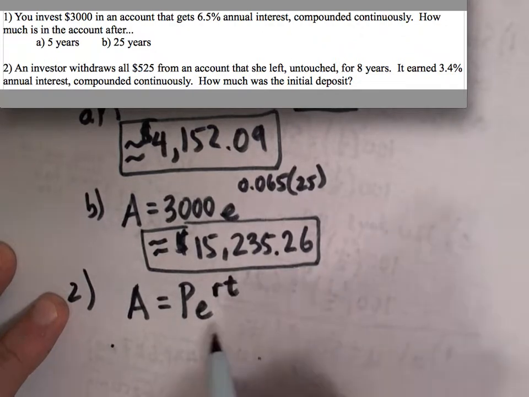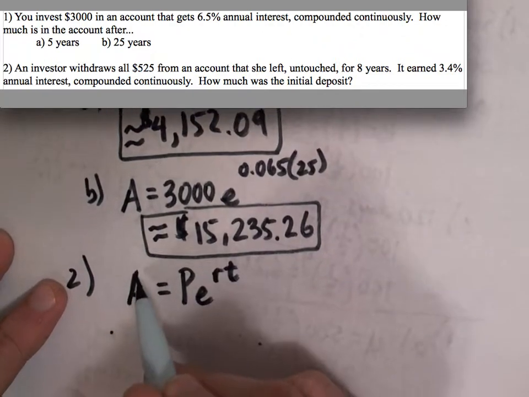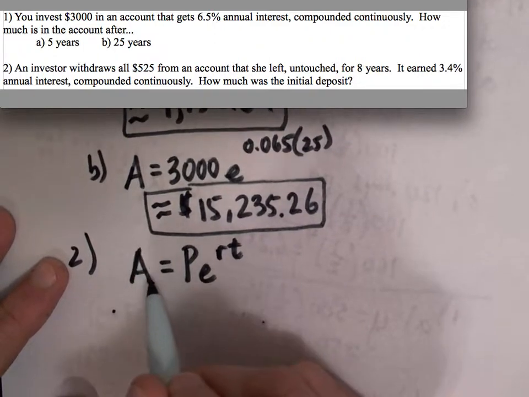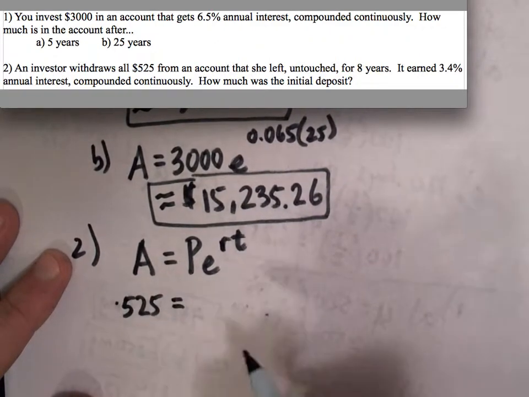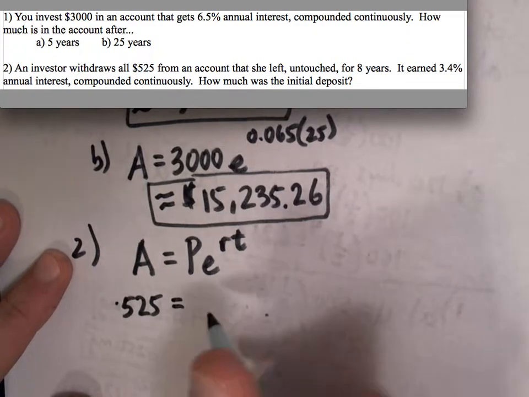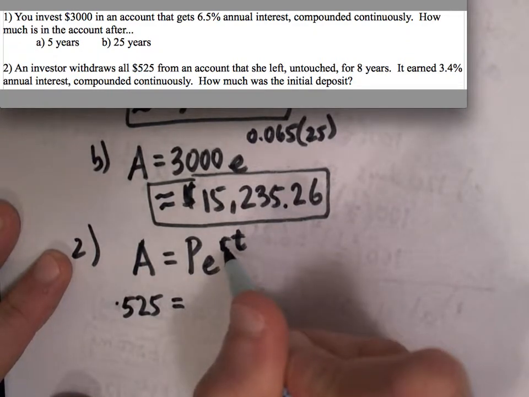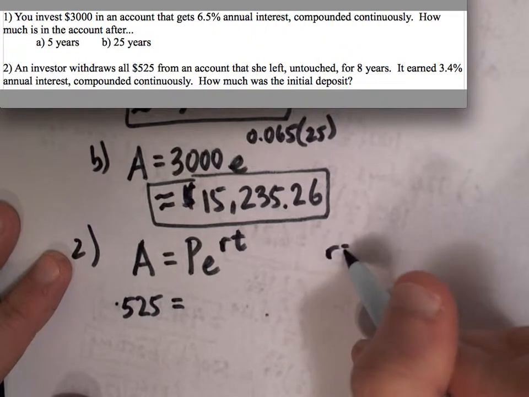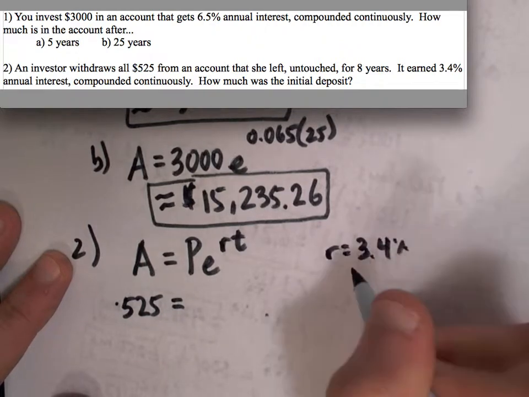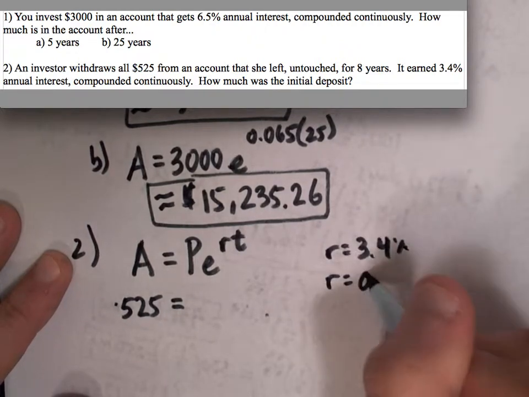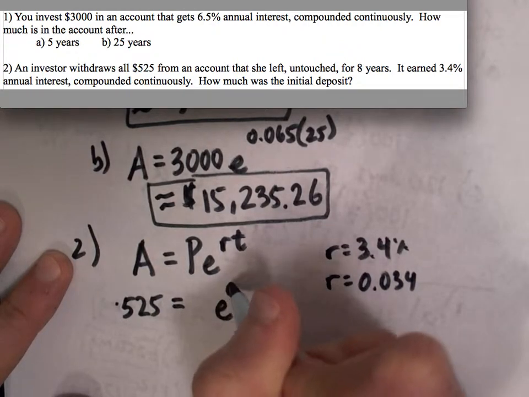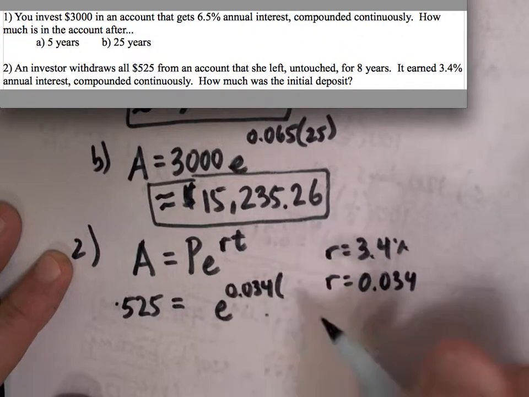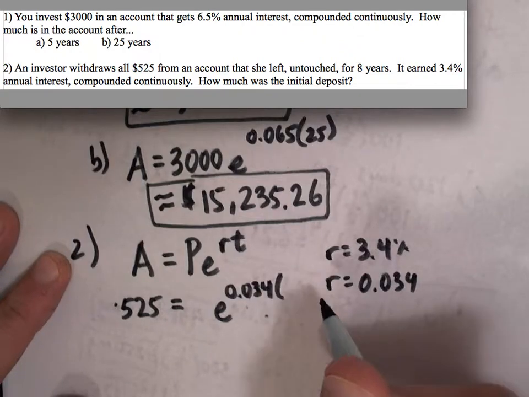This time, the question is not what's the final amount. We know the final amount. She withdrew all $525. This is your final amount. We know the rate. The rate is 3.4%, which means you move the decimal twice, so 0.034. Okay, so we have e to the 0.034, and we also know the time. The time was 8 years.